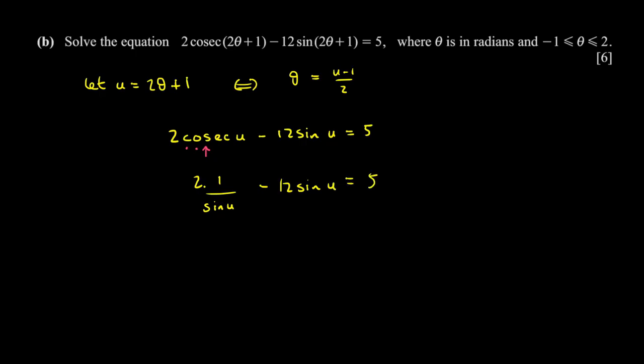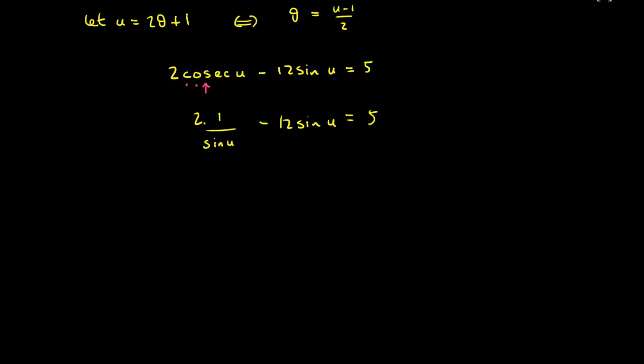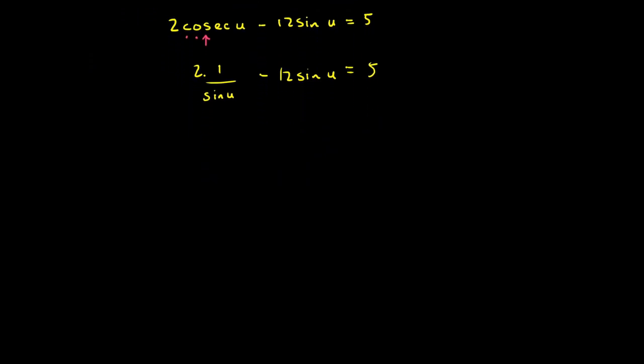is equal to 5. And hopefully at this point you've done enough papers that you can recognize that this is going to be a hidden quadratic, because if I take the entire equation and multiply it by sine u, then this term will become 2, this will become minus 12 sine squared u, and this will be 5 sine u. So if I now rearrange all of this, and instead of sine I just write s, I'm going to get 0 is equal to 12 s squared plus 5s minus 2. And that's a quadratic, and hopefully we can solve that quadratic.